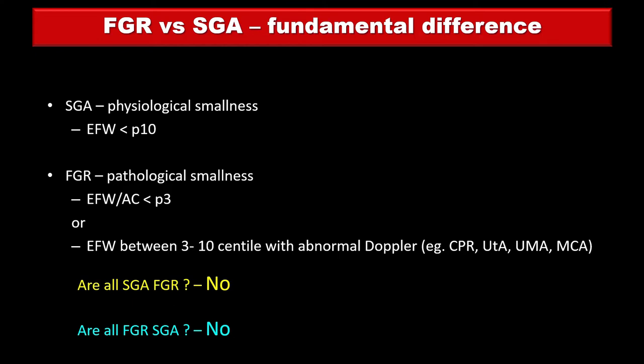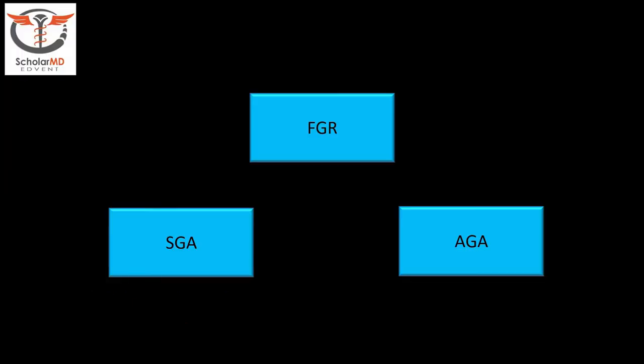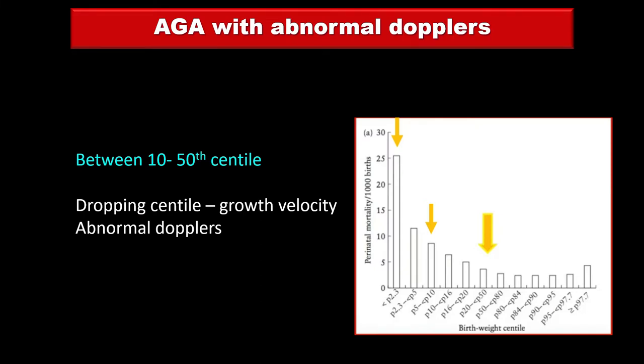So are all SGA fetuses FGR? And the answer is no, because SGA would not have Doppler abnormalities. Are all FGRs SGA? And the answer is still no, because there is this group of FGR which we see in AGA fetuses, which are appropriate for gestational age. So an AGA fetus is the one between 10th and the 50th centile, and they are important because even in between 10th and the 50th centile we have a substantial amount of perinatal mortality. So it's important to look at the dropping centiles of growth velocity and abnormal Dopplers even in this group.